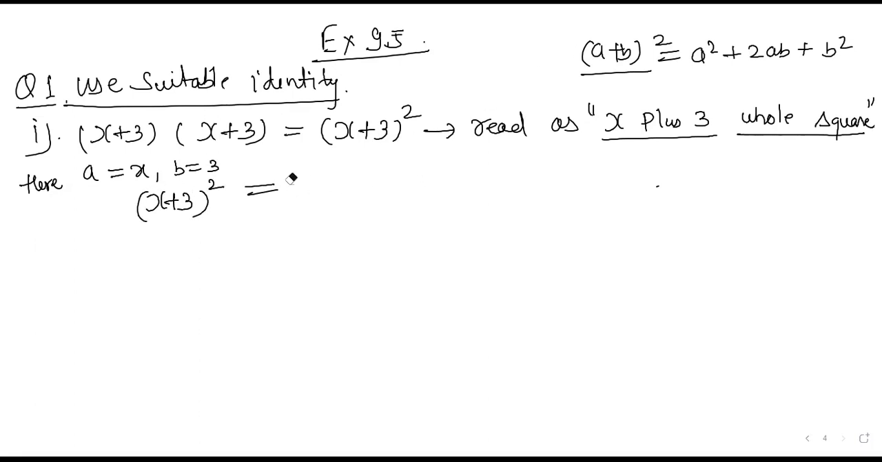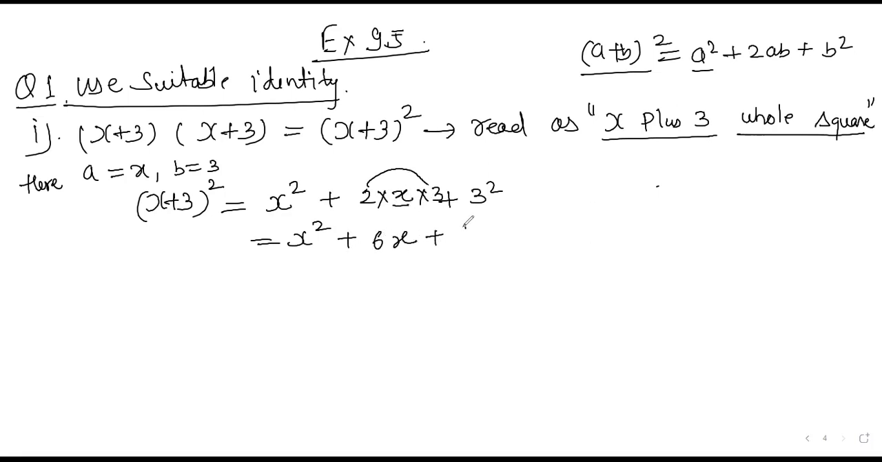Okay, so now what is in the right hand side, in place of a, that is x square, plus b square, that is 3 square, and plus 2 into a, 2 into x, b means 3, right? So you will easily get the answer. 2 3s are 6 and x is there, so 6x plus 9.